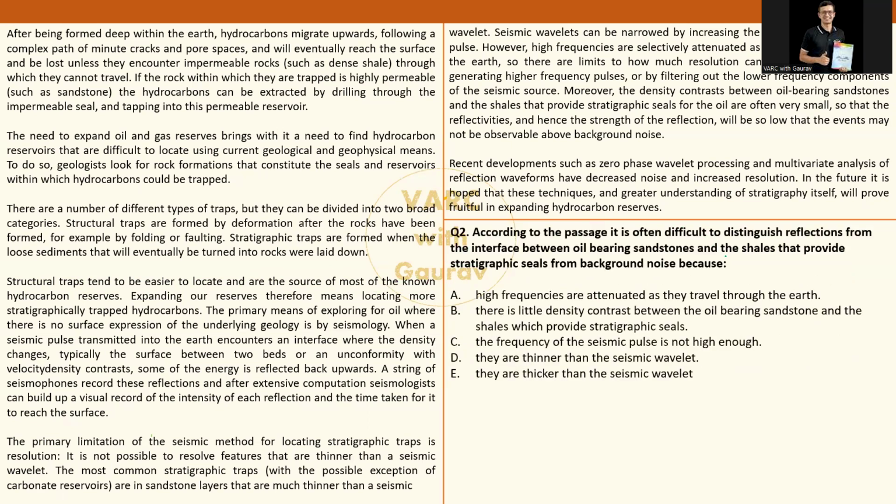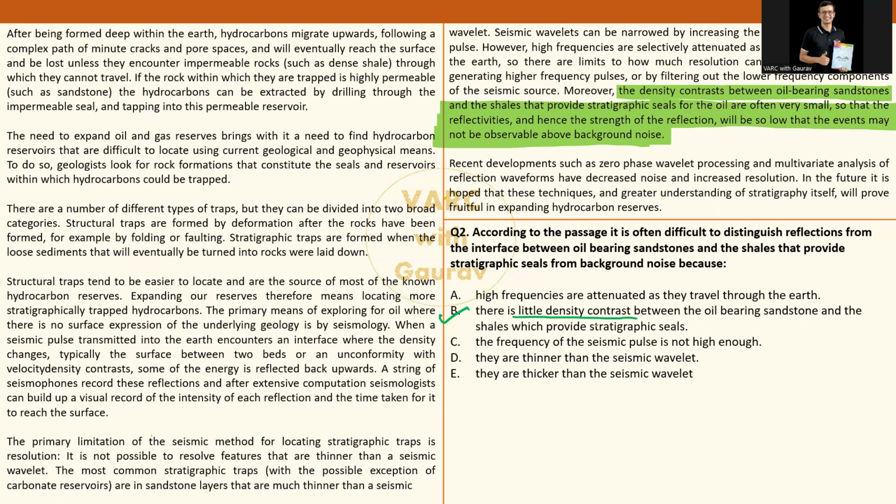According to the passage, it is often difficult to distinguish what's a reflection from the interface between oil-bearing sandstone and shales that provide stratigraphic seals. पढ़ा लग रहा है, ये कहाँ है, ये सब कुछ कहाँ लिखा है? It is written straightforward over here. Please take a look at the diagram that I told you guys to draw or take a pic of. उसके अंदर बोला है ना कि this oil-bearing sandstone क्या है? नीचे का permeable stone, and the shales which provide the seal, वो ऊपर का क्या है? It is that red seal upwards. तो उनके बीच में डेंसिटी डिफरेंस ज्यादा नहीं है, उस वजह से it becomes very difficult to filter out the noise and all. तो answer option obviously B, because it is talking about on the point little density contrast.